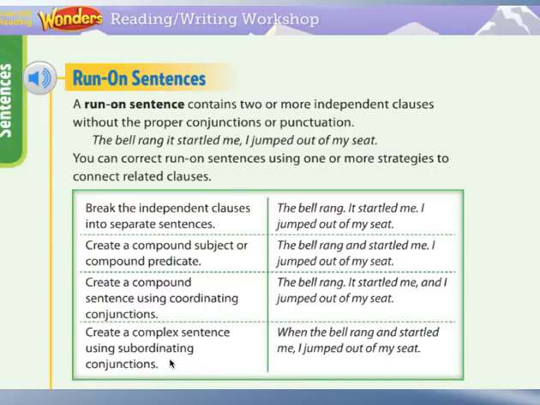Then our last opportunity here is to create a complex sentence using subordinating conjunctions. This is definitely what we talked about last week. When the bell rang and startled me, I jumped out of my seat. So here we use that conjunction for the bell doing what? It rang and startled me. And the rest of the sentence being I jumped out of my seat to make it complex. Okay?